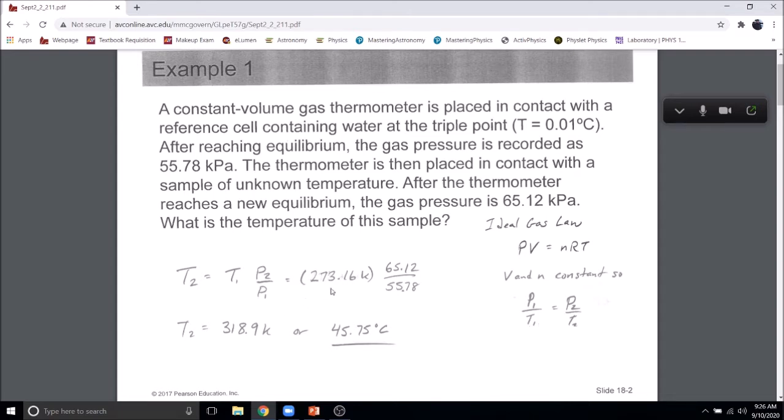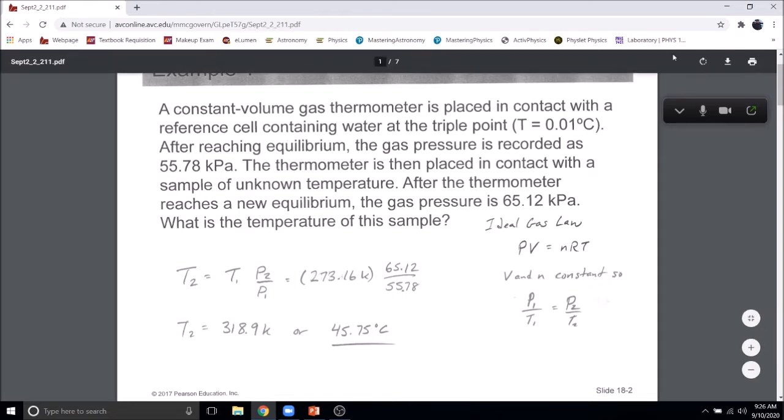So I got 273.16 as my 0.01 Celsius temperature. I'll take my ratio of pressures here. We end up with this new temperature. I'll convert it back to Celsius. And so this thermometer, based on the pressure readings, is able to determine that the sample is 45.75 Celsius. Okay, let's get back.